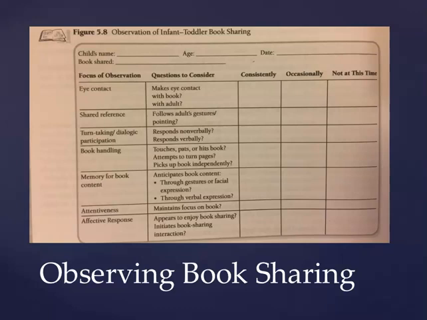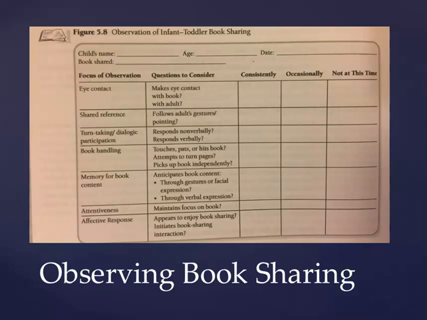Okay, so observing book sharing. This is another observation sheet that you can use in your 2019 edition of Otto's book. It's on page 68 and the figure is the same, 5.8. Here you are observing all these skills that have to do with interacting with books: eye contact, shared reference, turn taking, book handling, memory for the content of the book, attentiveness, affective response. And all of these, again, you're going to have to observe several times in order to use an observation sheet like this, so that you can say if the child is doing it consistently, occasionally, or not at all.